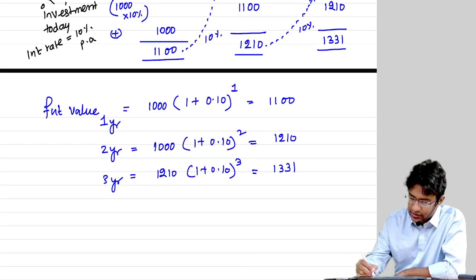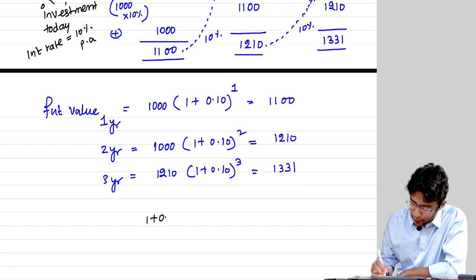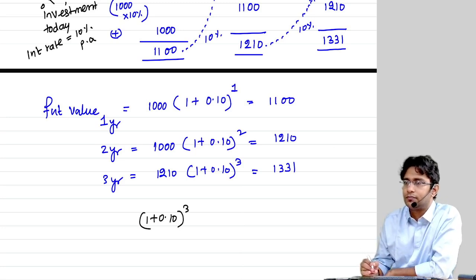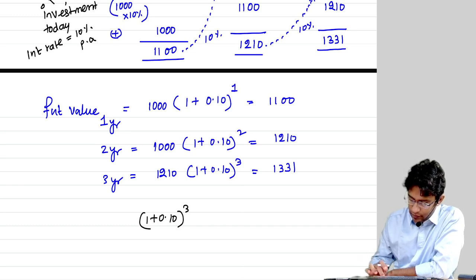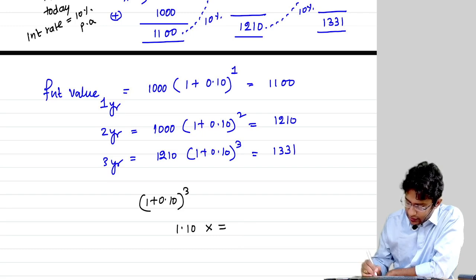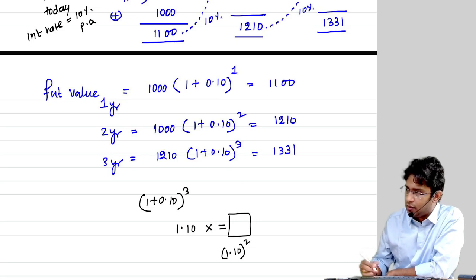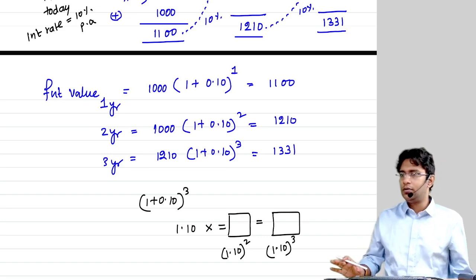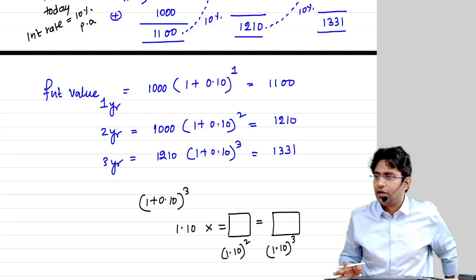Tell me, sir, by the way, just asking, 1 plus 0.10 whole cube, how are you solving this? On calculator. First you wrote 1.10, after that into equal to, this answer, whatever comes here, this is 1.10 whole square, correct? One more equal to, 1.10 whole cube. So that's what everybody did. You have any other technique with you?